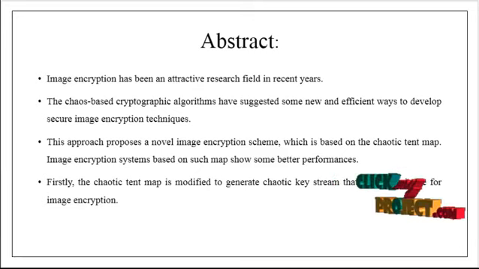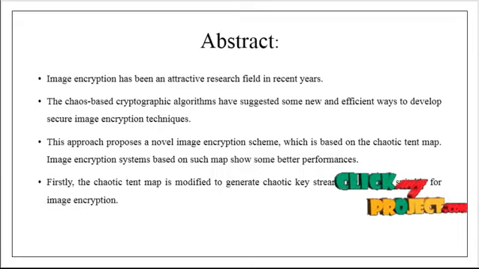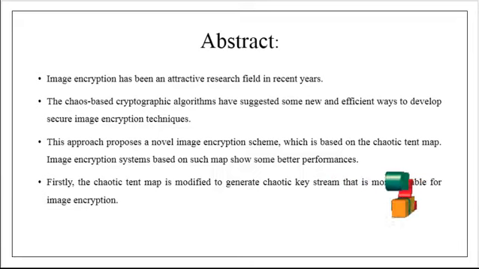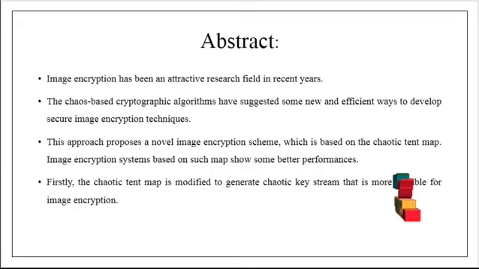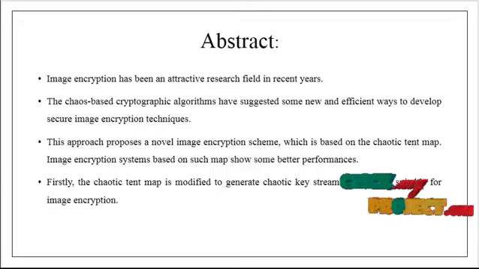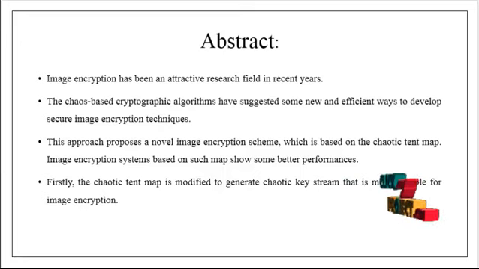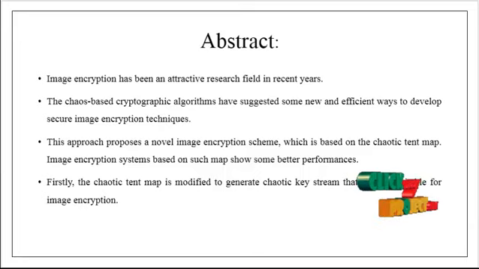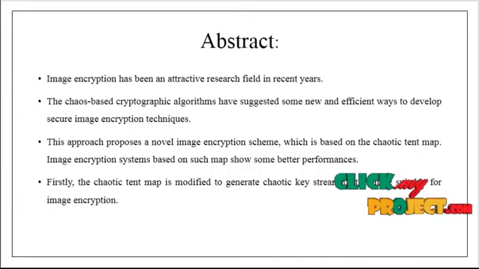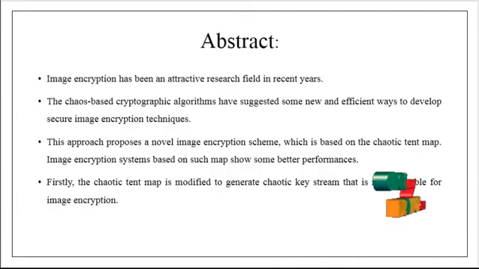Image encryption has been an active research field in recent years. Chaos-based cryptographic algorithms have suggested some new and efficient ways to develop secure image encryption techniques. Encryption is used to secure data as well as images. This approach proposes a novel image encryption scheme based on the chaotic tent map, and image encryption systems based on such a map show better performance.